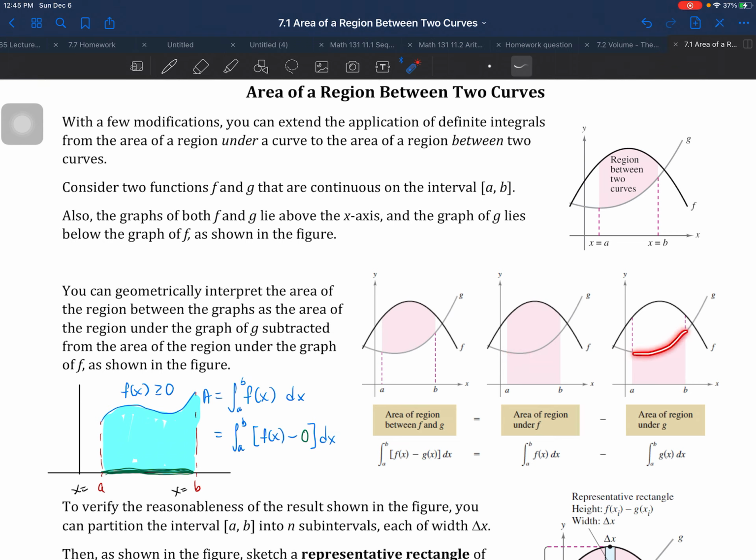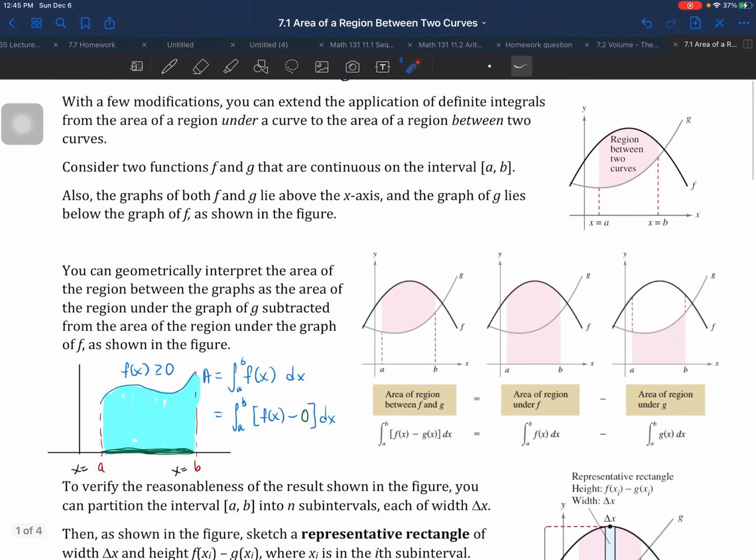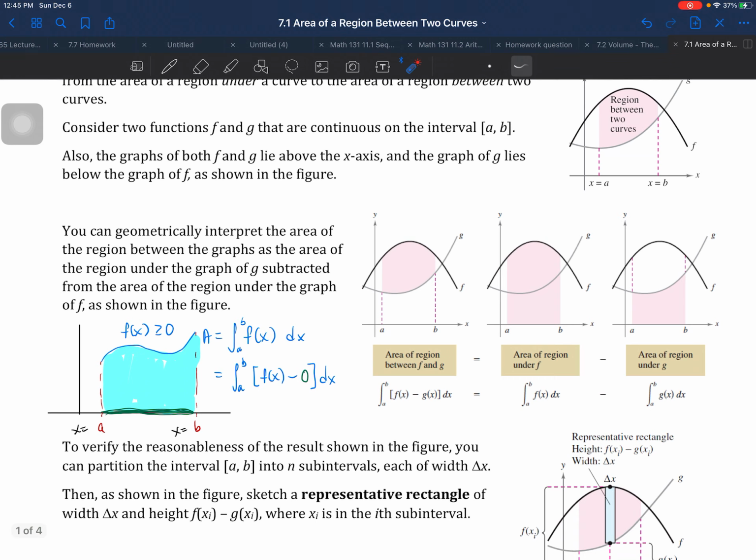This is the area below g. So if you have this whole thing and then you take away this, what's left behind? This part right here. That extends the concept, and it's consistent with what we had before, because you have the function on top minus the function on the bottom, take the difference of those two and then take the definite integral, and that will give us the area between the curves.